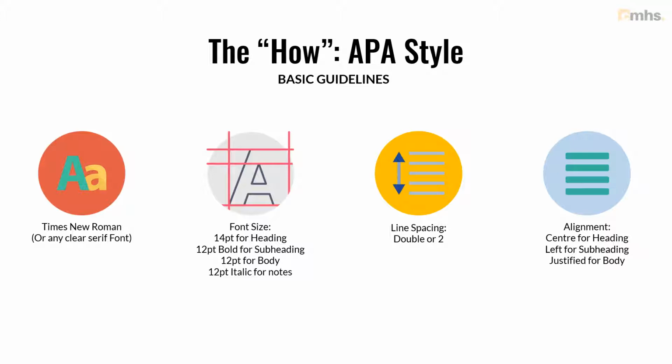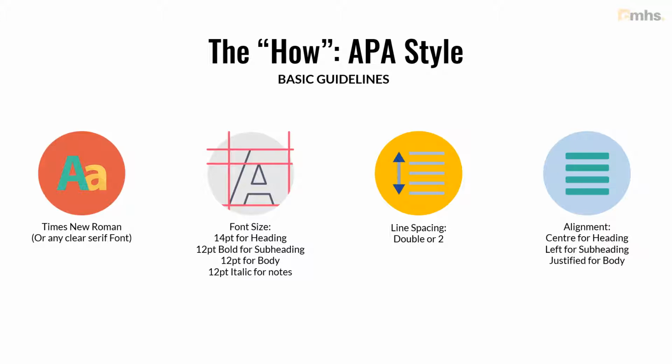The second is to use a 12 point or 12 font size. Now, in the recent times, people have also started using 14 point for headers and 12 point bold for subheadings. However, the general rule is that if you don't know what to do with your document, then go for a 12 point. The third is the spacing, which is that it should be double or two, depending on which word processor you use, whether you use Google Docs or whether you use Microsoft Word.